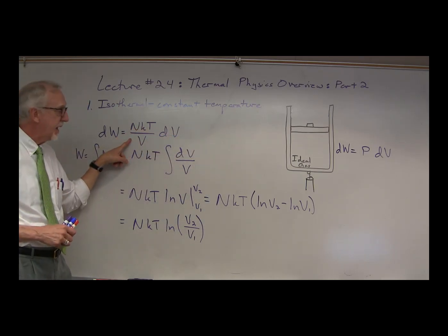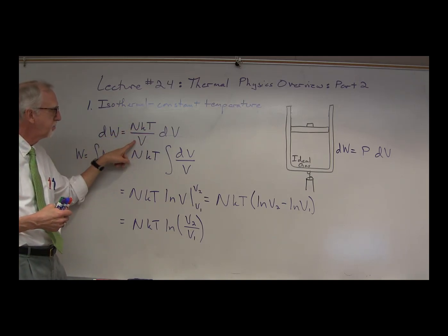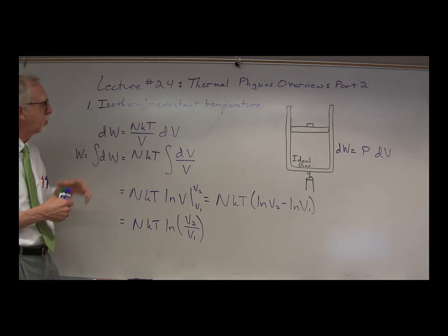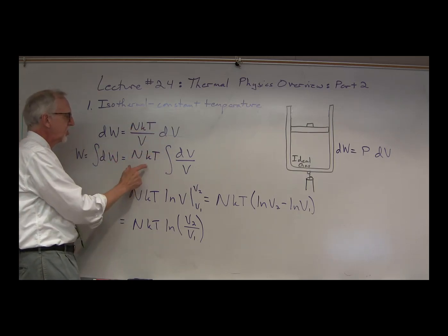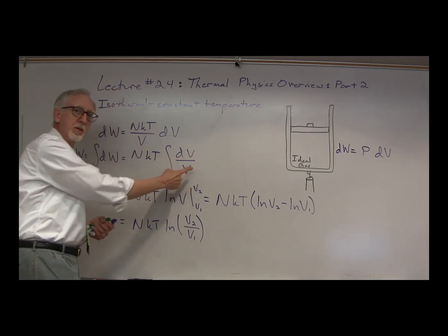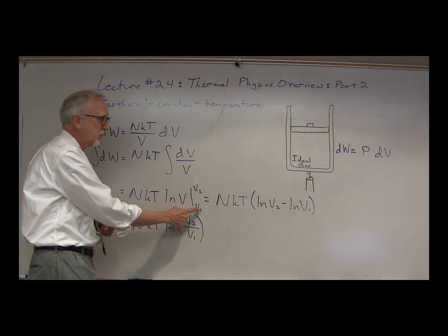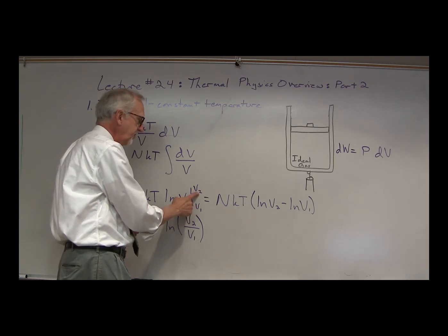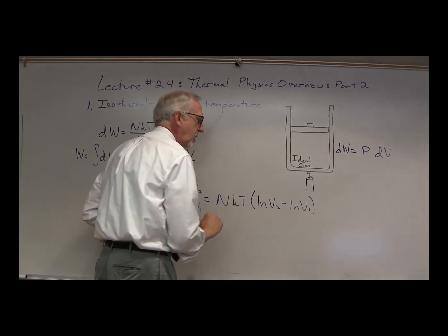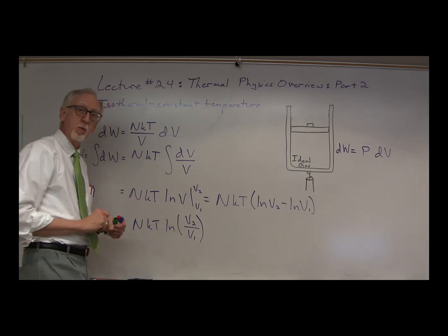But what's dW? dW is P dV. P, from the ideal gas law, we know PV equals NkT, so P is NkT over V. The integral of dW is then, because it's isothermal and the temperature is constant, we can pull the NkT out of the integral, so the total work done is NkT times the integral of dV over V. But what's the integral of dV over V? That's log V. If we integrate this from the initial to the final volume, V1 to V2, it'll be NkT times log of V2 minus log of V1, but the difference of logs is just the log of the ratio, so this is NkT log V2 over V1.